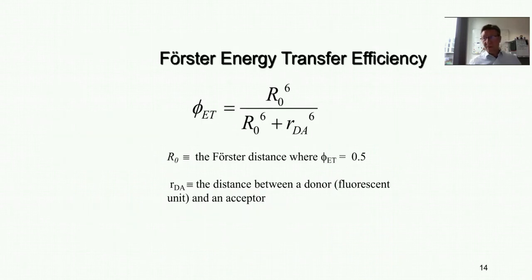So this Förster radius is very important in this mechanism. Basically, the efficiency of the energy transfer is expressed by this equation, where R0 is this Förster distance, where the efficiency is 0.5. This RDA is the distance between donor and acceptor. So how far are they apart? You can maybe estimate it from modeling or from some other data, or just statistics. So that is the Förster radius.